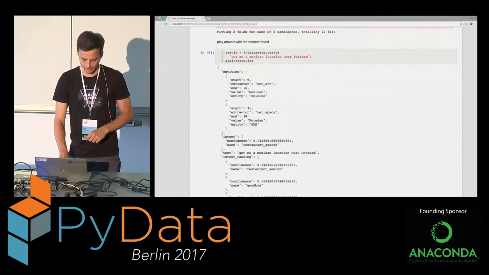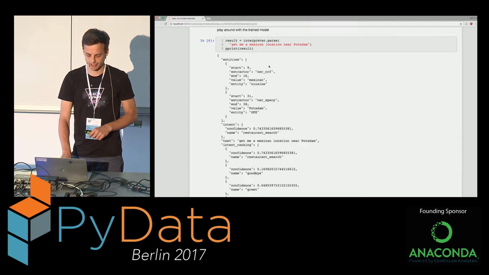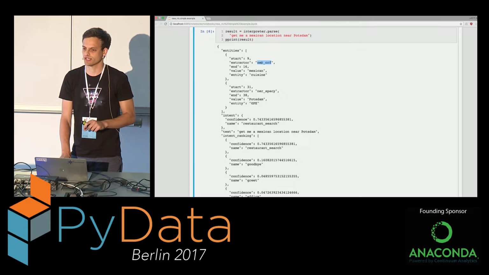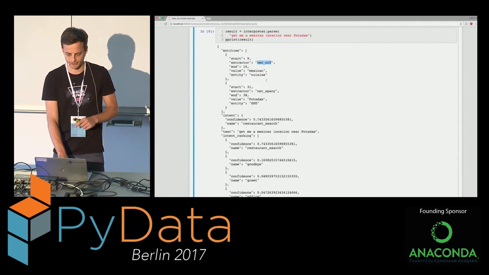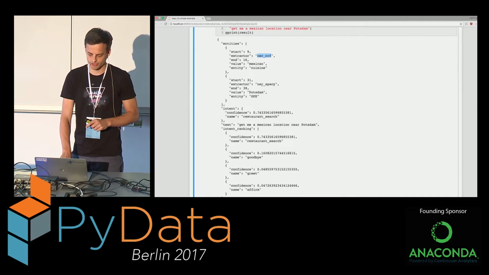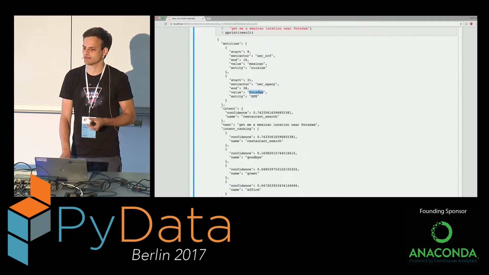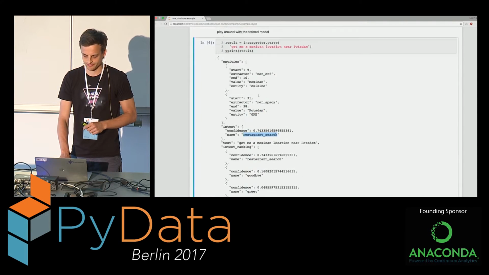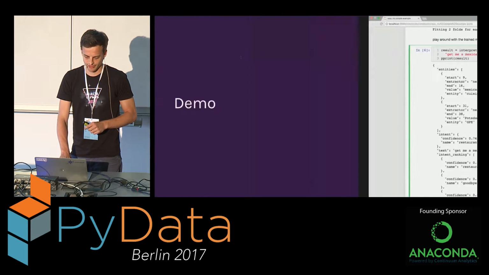Let's try it out on that example, which is not part of the training data. But as you can see, even though we only have a small data set, due to the simple sentences that are usually used in chat messages, it's possible to rely on smaller data sets and still be able to recognize named entities. Like in this case, we got Mexican from our NER CRF, and the pre-trained model recognized Potsdam as a city, so it's pre-trained on other cities and countries and stuff like that, and it's a restaurant search. All right.